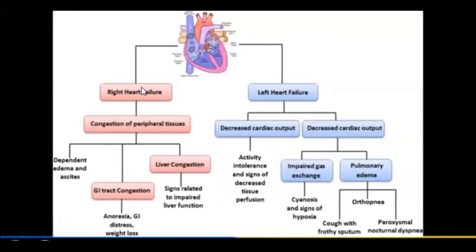And in the schematic, right heart failure: congestion of peripheral tissue, dependent edema and ascites, liver congestion related to impaired liver function, and gastrointestinal tract congestion, anorexia, gastrointestinal distress, and weight loss. It's a right heart failure.